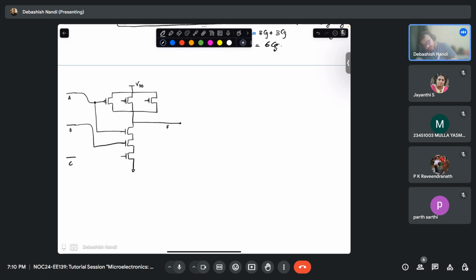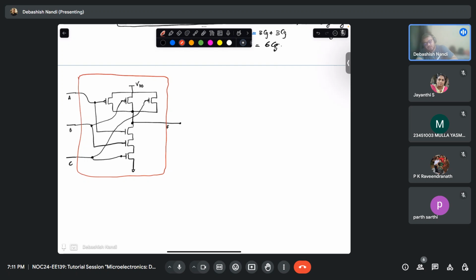Similarly, your B will be connected to this, and internally it will be connected to this. Similarly, your C will be connected to this, and one connection will go to this. So what you get in your hand is this box, okay? You do not know anything inside. It will be just marked as 3 input NAND, and this is your pin 1, this is your pin 2, this is your pin 3, this is your pin 4, which is your output pin.